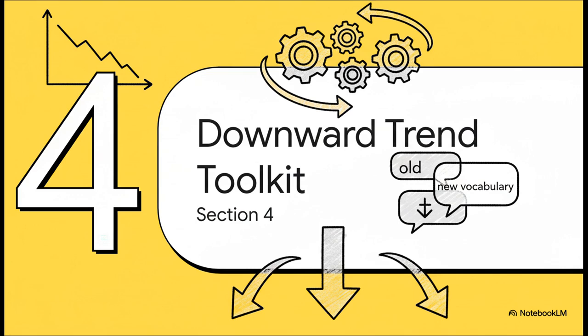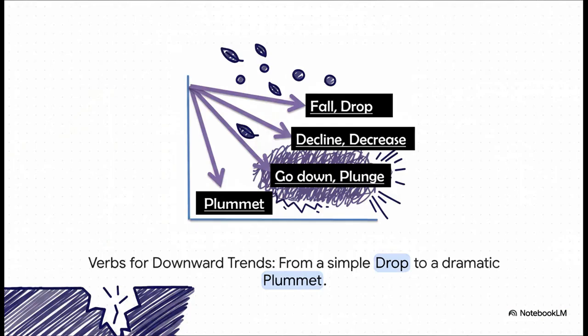Okay, so now let's tackle the downward movements. And the really great news here is that the exact same principles apply, we just need to swap in a new set of words. For downward trends, you've got words like fall or drop for your general decreases. Decline often sounds a little more gradual, a little more formal. But for those really dramatic moments in the data, you've got plunge and plummet. I mean, think about the difference in impact. Saying sales declined might suggest a manageable downturn. But saying sales plummeted, that signals a crisis. It tells a much more vivid story.